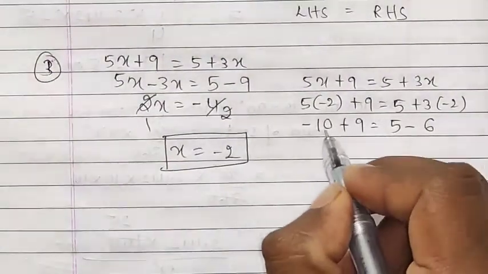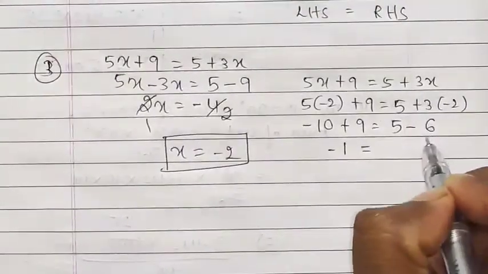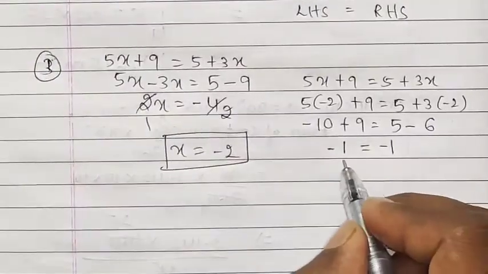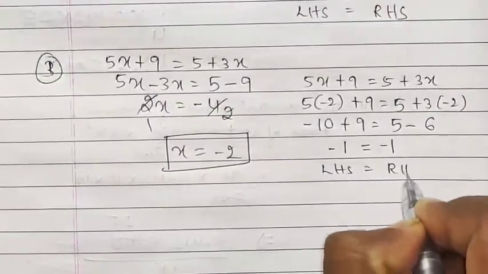9 minus 10 or 10 minus 9 answer is 1. Bigger number 10 is having minus means minus 1 is equal to 5 minus 6 answer is 1. Bigger number 6 is having minus. Therefore left side is equal to right side part. LHS is equal to RHS, hence it is verified.